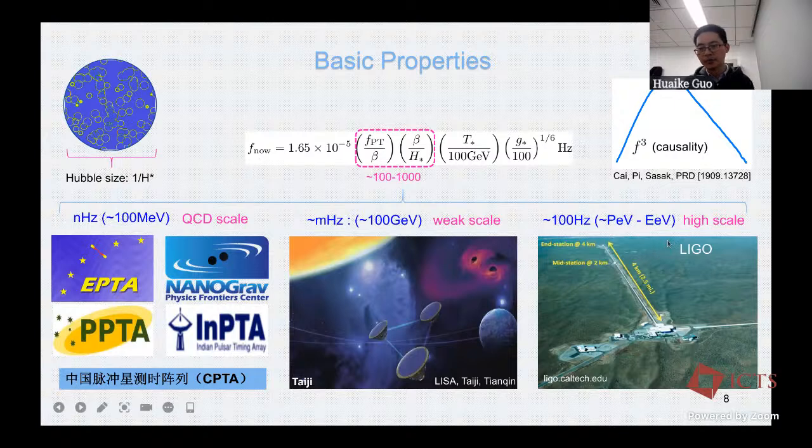For example, for LIGO, we can detect a PeV to EeV scale phase transition. This is 10^3 to 10^6 TeV, and it's a very high scale. And for the electroweak phase transition, you will see that its frequency falls right within the detectors in space, like LISA and Tianqin. And for nanohertz gravitational waves, you will see that it can correspond to the QCD scale, not necessarily the QCD phase transition.